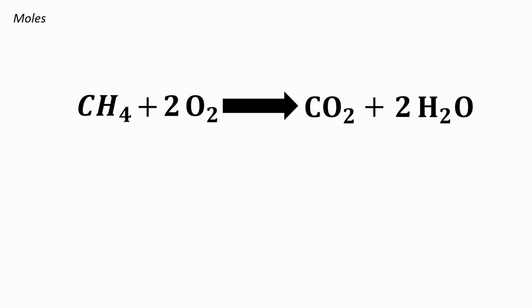Likewise, by looking at the coefficients of the products, we can determine that burning 1 mole of methane produces 1 mole of CO2 and 2 moles of H2O. Moles are represented by an n in the equation and have the unit mole.